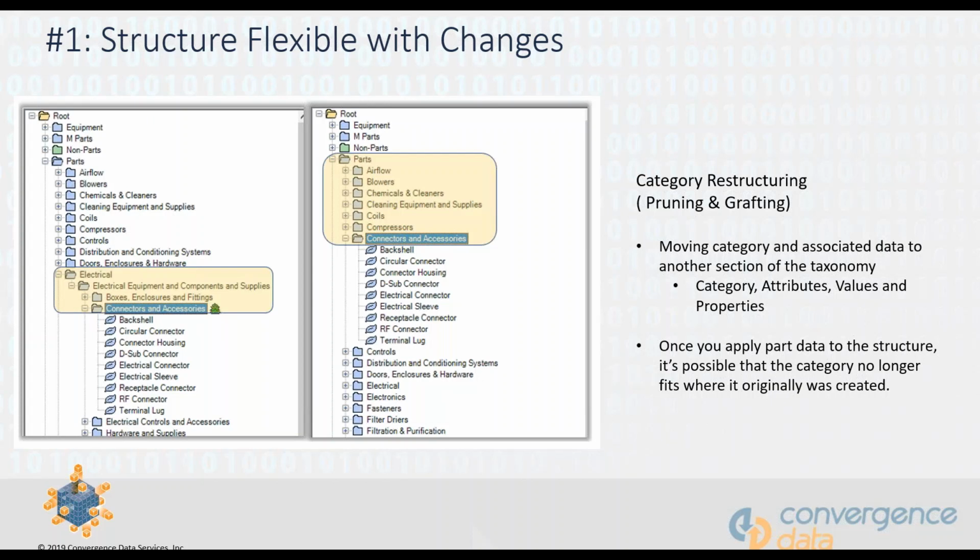Customers will sometimes build out a classification structure before putting data against it, but find that once the data is enriched, the structure may call for a change. This is normal and easy to handle by performing a simple prune and graft. A prune and graft is essentially cutting and pasting the category and associated data to another area or section of the taxonomy. This procedure still ensures that the category, its attributes, values, and properties are protected and untouched, simply moved to another area or section in the taxonomy.